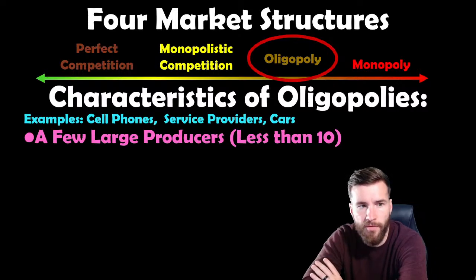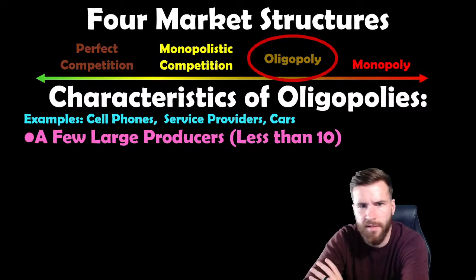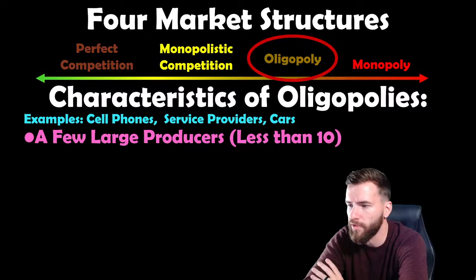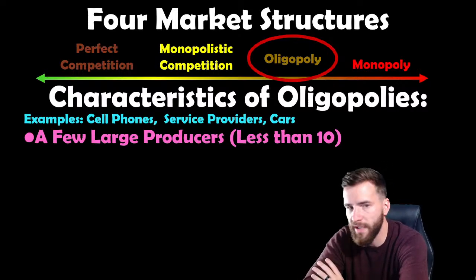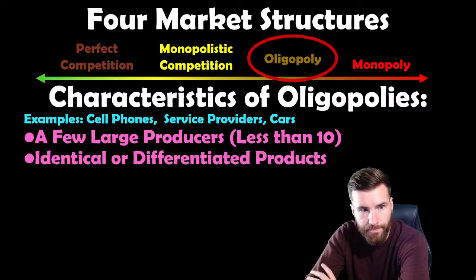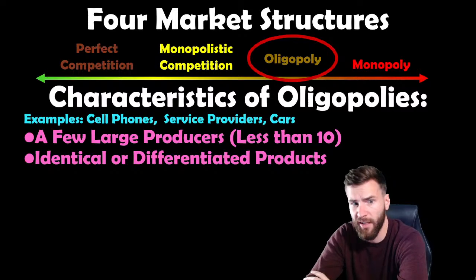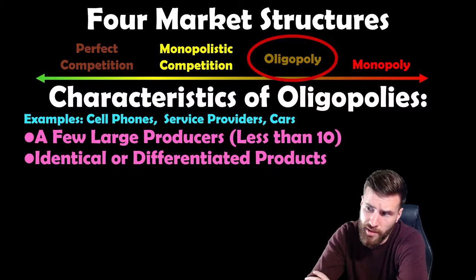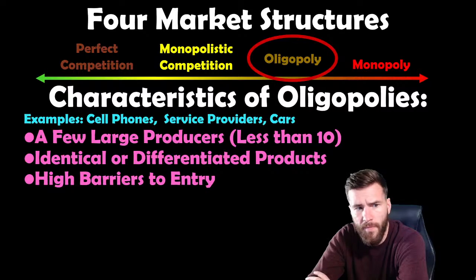So, the cell phone industry, right? You got like Android and Apple, right? Service providers, AT&T, Verizon. There's just not a whole lot of competition. Automobiles, there's like Ford, there's Chevy, there's Toyota. There's not a whole lot of competition. So these firms are gonna act like oligopolies. And with oligopolies, it doesn't really matter with the product, right? The product can be exactly identical. It can be somewhat different. It's all about how many firms are operating in this market structure.